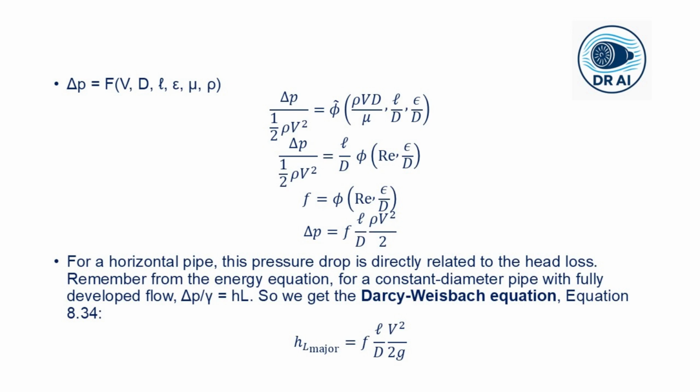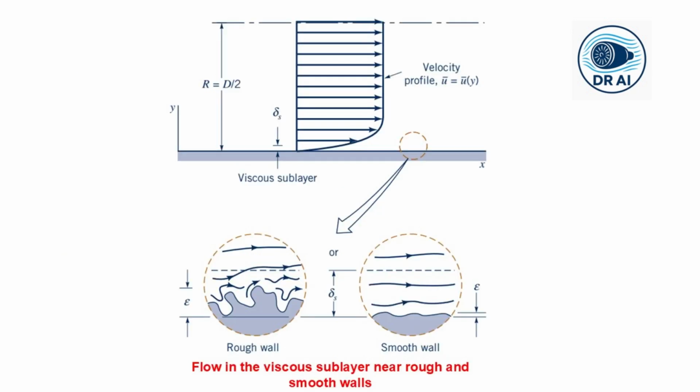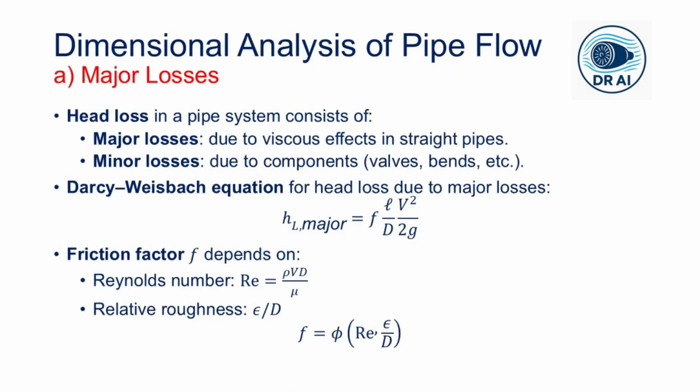For a horizontal pipe, the pressure drop is directly related to the head loss. Remember from the energy equation for a constant diameter pipe with fully developed flow, delta P over gamma equals h_L. So we get the Darcy-Weisbach equation as h_L major equals f L over D times V squared over 2g. This single equation is the workhorse of pipe flow analysis. It tells us the major head loss depends on a friction factor f, the geometry of the pipe, the L over D ratio, and the velocity head V squared over 2g.